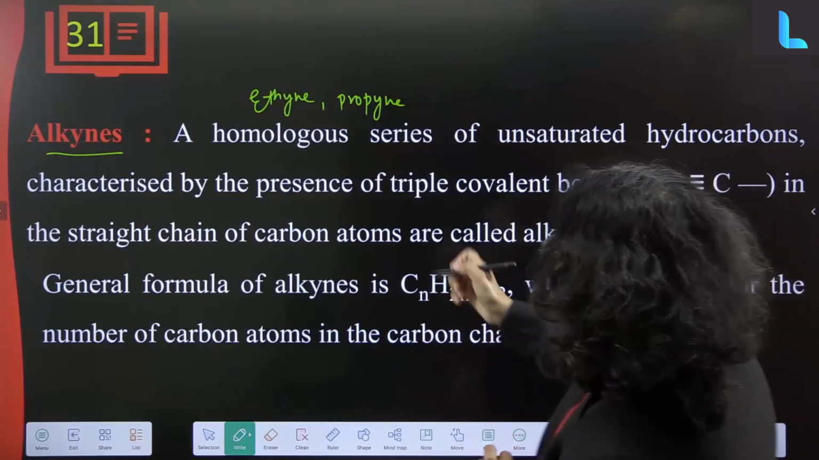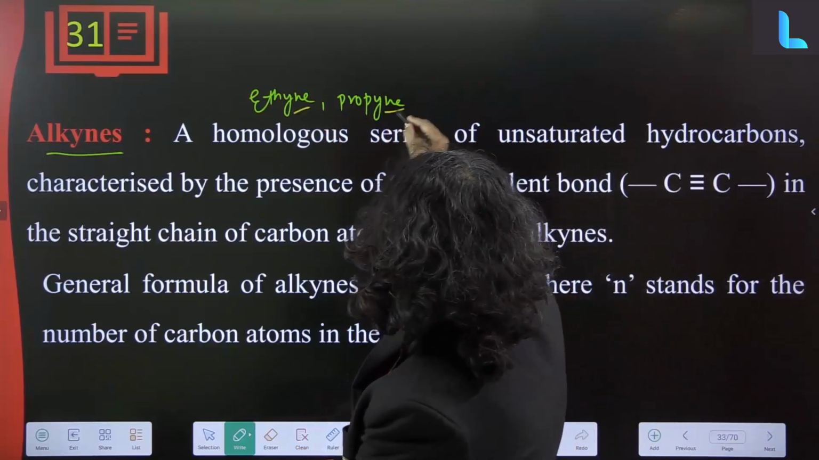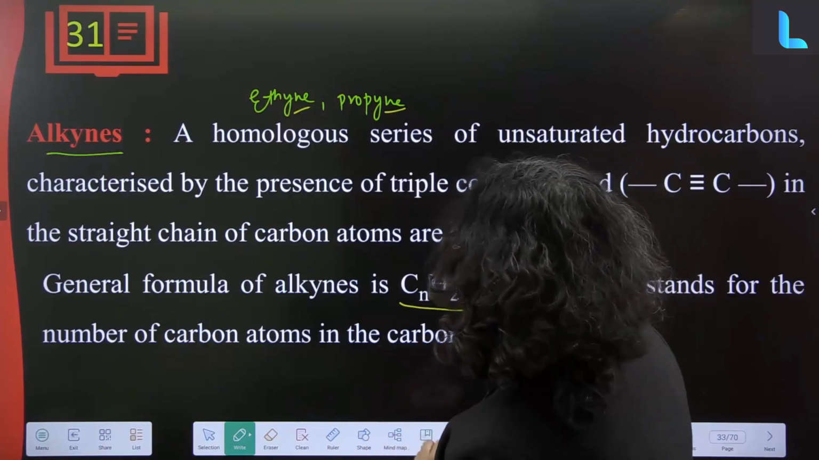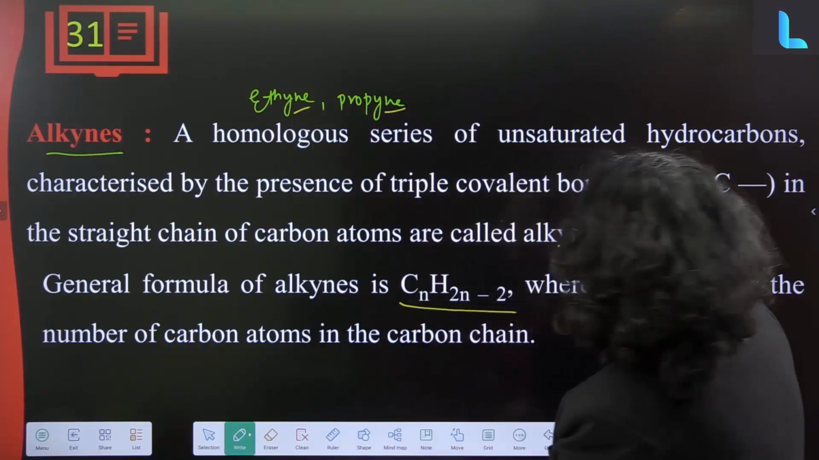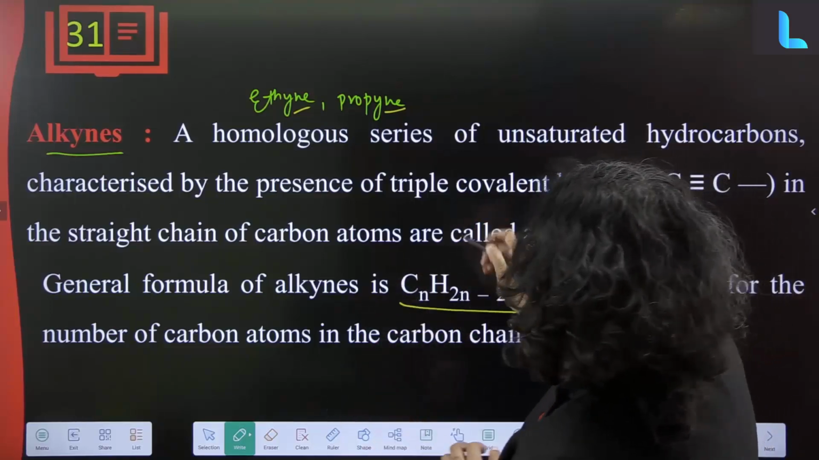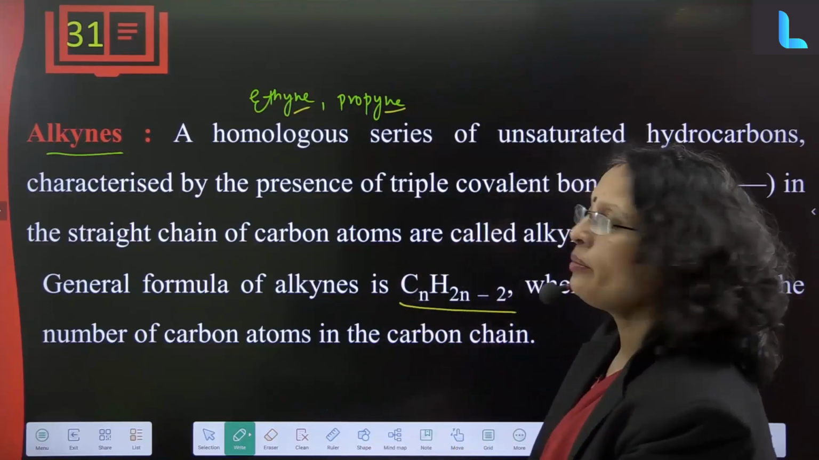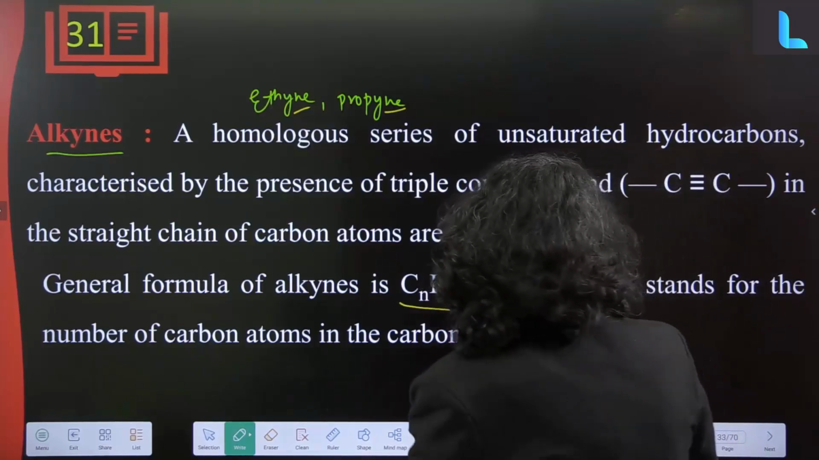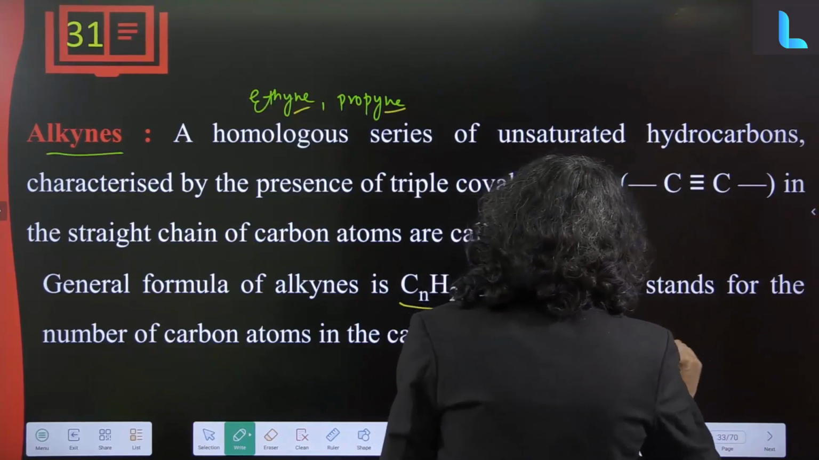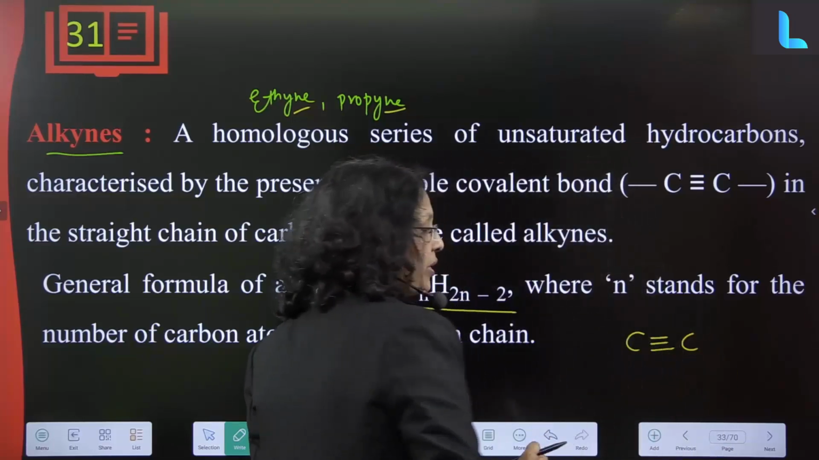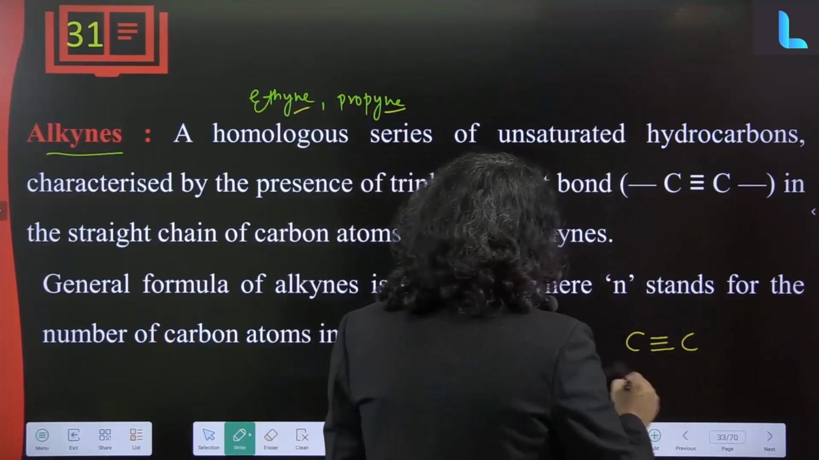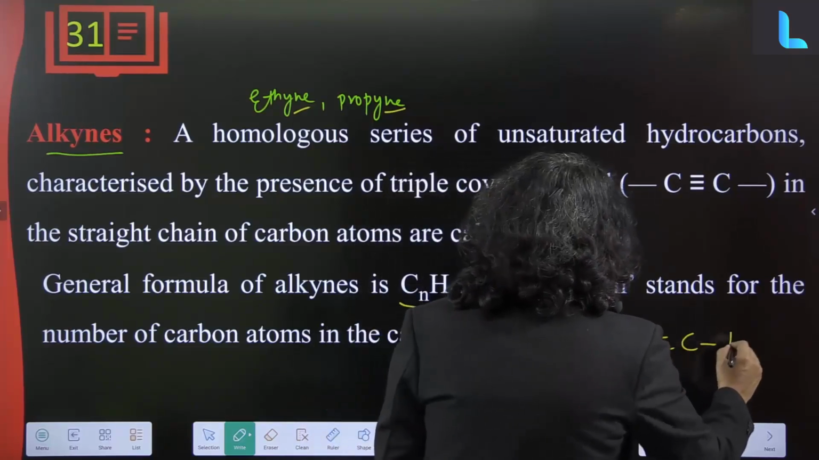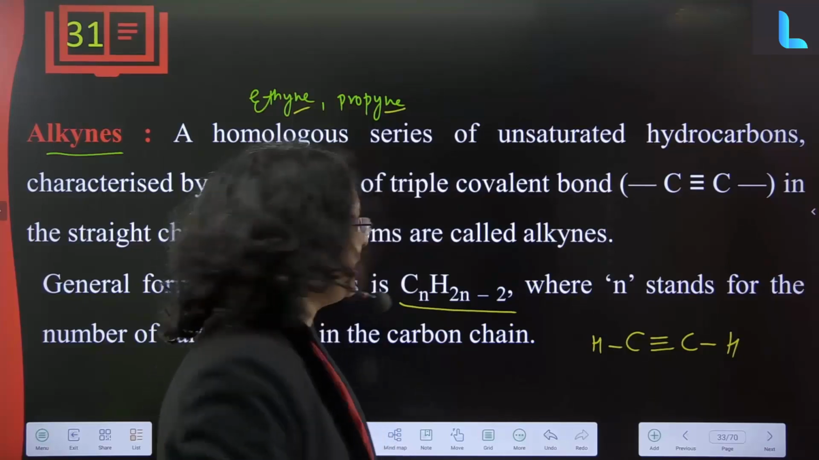Now alkynes: the suffix yne is used where there is a carbon-carbon triple bond, and the general formula will be CnH2n-2. So here, a homologous series of unsaturated hydrocarbons characterized by the presence of a triple covalent bond between carbons. The straight chain compounds are called alkynes. For example, we can say ethyne. Ethyne means eth is used for 2 carbon and each carbon should have 4 valencies. So 3 are satisfied here, and 1 we will write as hydrogen. So this is called ethyne. Okay.